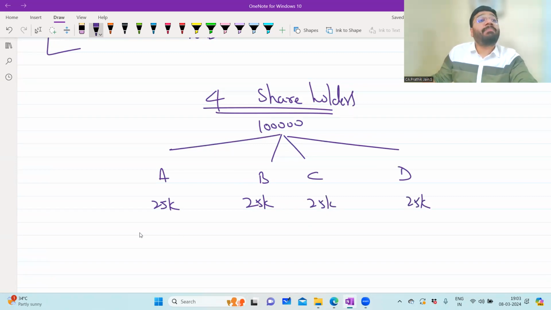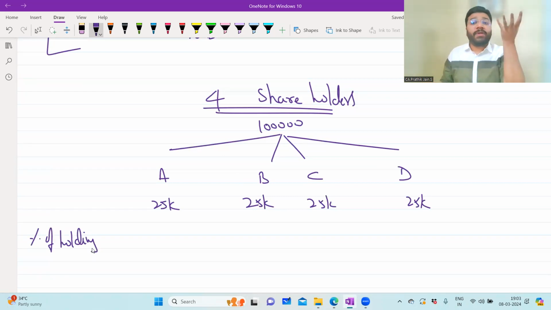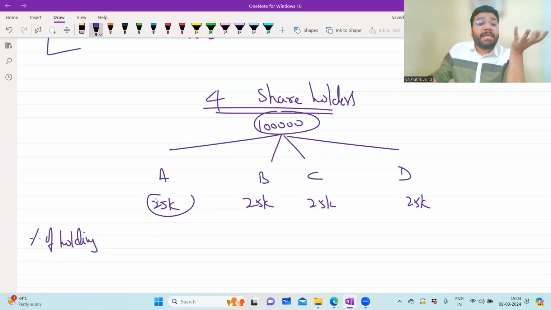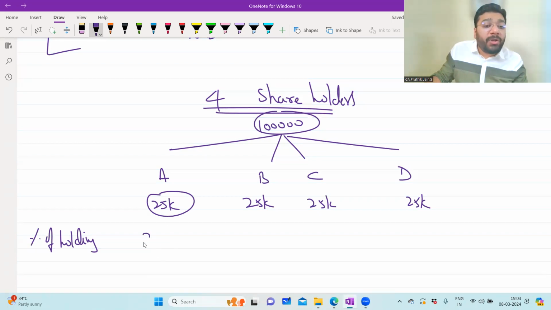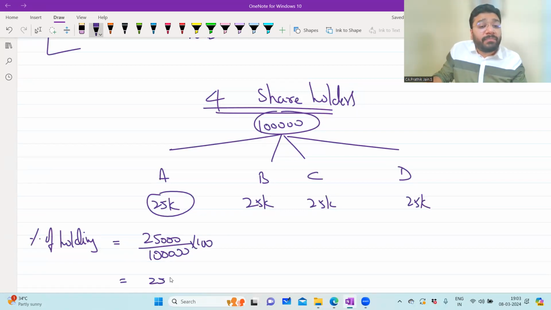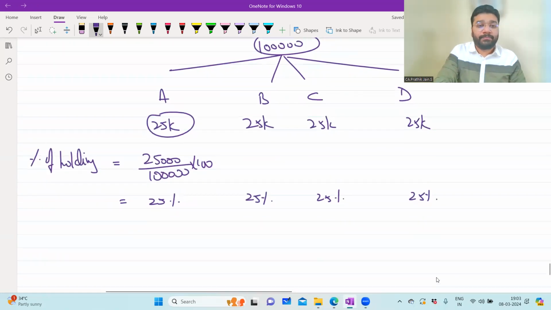So can you please tell me what is the percentage of holding? You understand what is the meaning of holding? Out of the total capital, how much capital he is holding. That is called percentage of holding. So amount invested, capital contributed upon total capital into 100. So A contributed 25,000 capital out of 1 lakh rupees. So into 100, what is his percentage of holding? 25%. So all the 4, can I say 25%? Yes, sir.